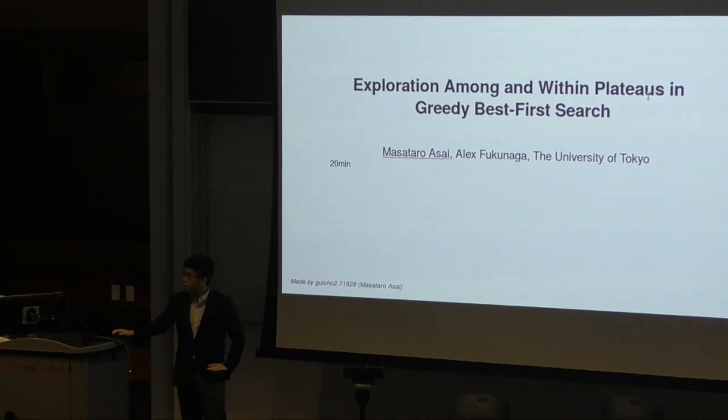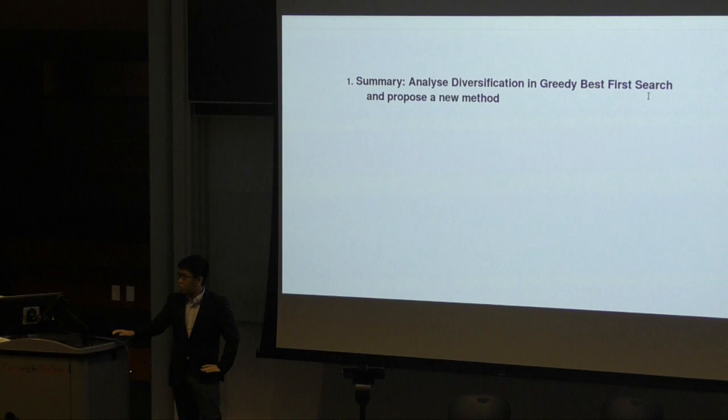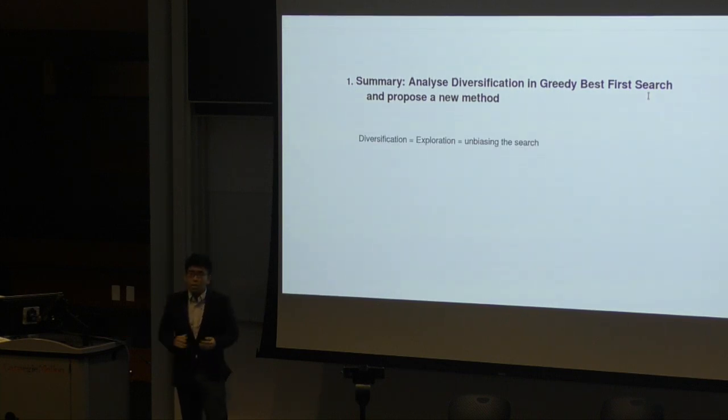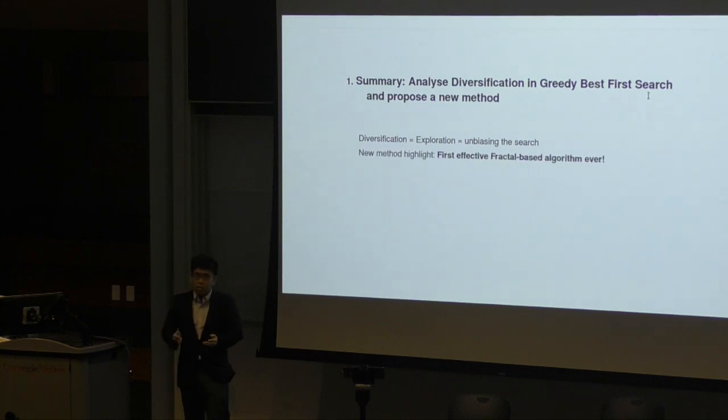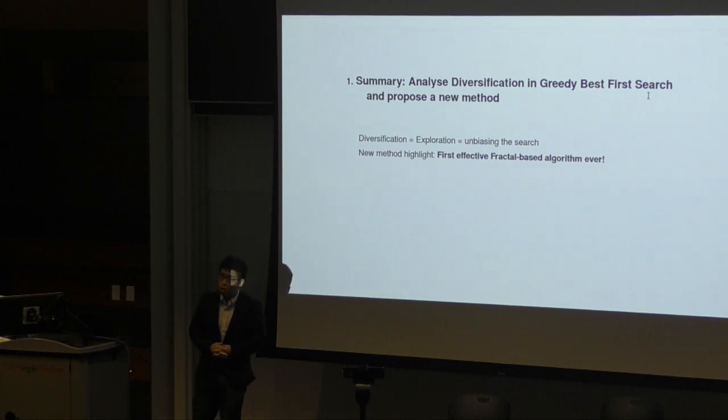I'm Masataro, and the main topic today is the analysis of the diversification of greedy best first search. And I propose a new method in this field. Diversification means exactly the same thing as exploration, and is more equivalent to unbiasing the search behavior. And the new method is the first effective fractal algorithm ever.